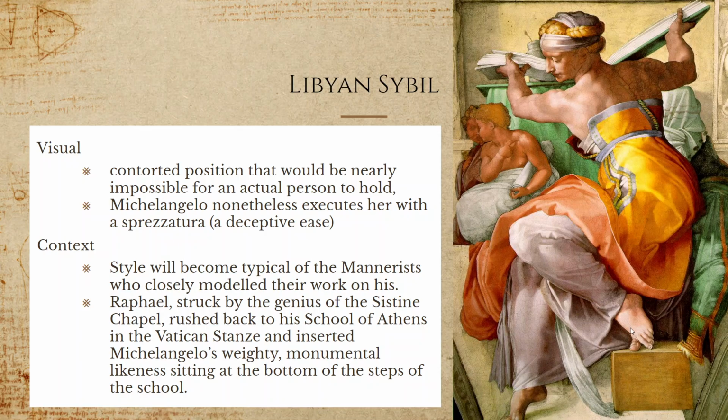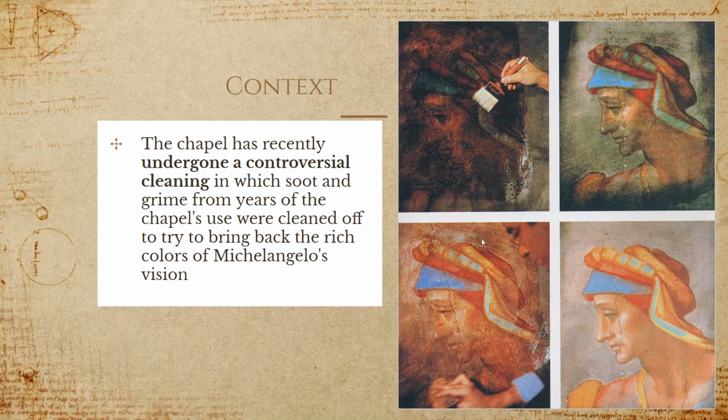This kind of style is going to be picked up by the Mannerists later on. And then Raphael is actually going to sneak his way in. The other Ninja Turtle we haven't talked about. He's going to sneak his way in. He's going to see all of the work Michelangelo does. He sees the weight that Michelangelo puts, the monumental size of sitting on the steps and all that kind of stuff. And he's going to be inspired by Michelangelo's work and use that same concept in his own, and ends up painting Michelangelo in this type of position within the painting we're going to talk about next.